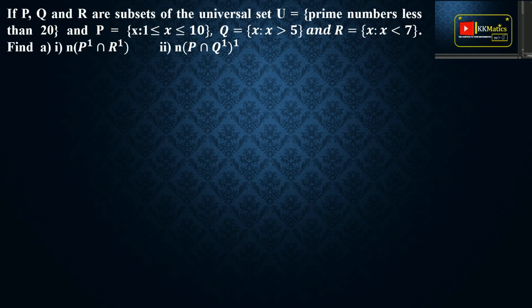Now we have the set Q, and that's equal to a set containing x such that x is greater than 5, and R equals a set where x is such that x is less than 7. So the elements of R are all less than 7, and the elements of Q are all greater than 5.